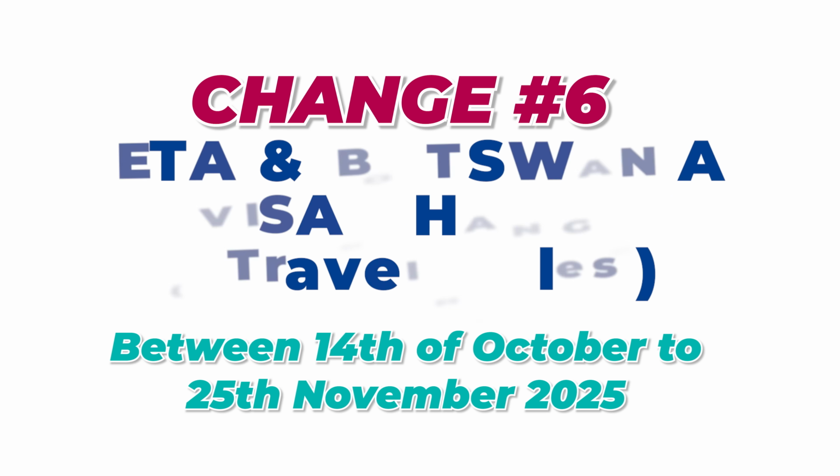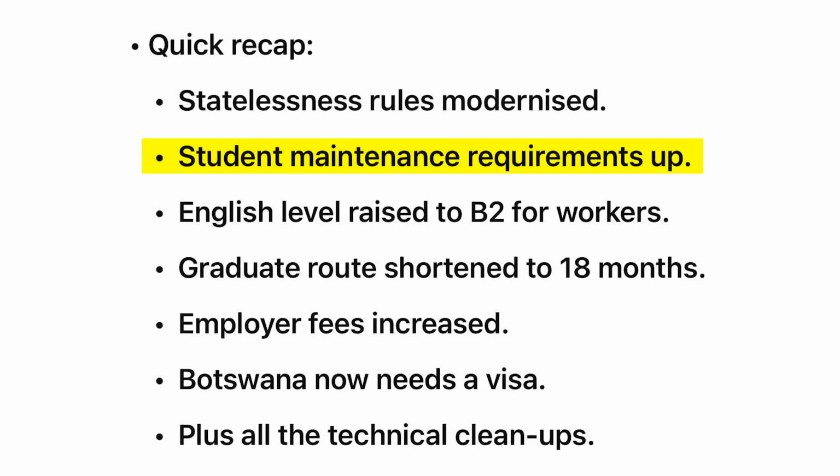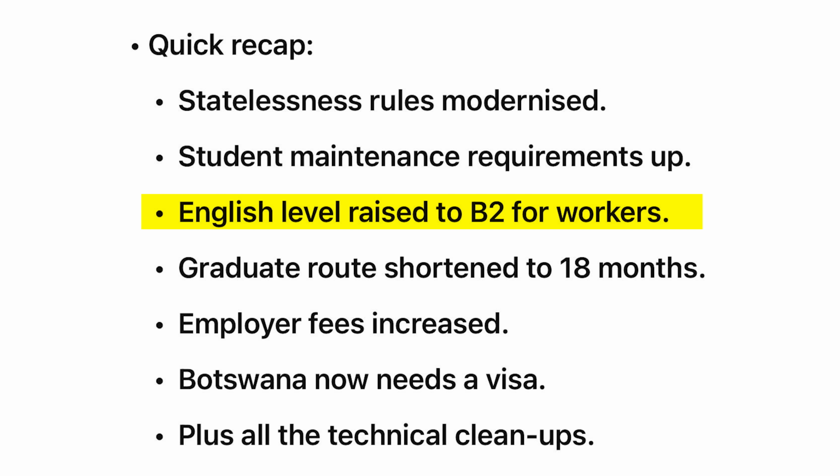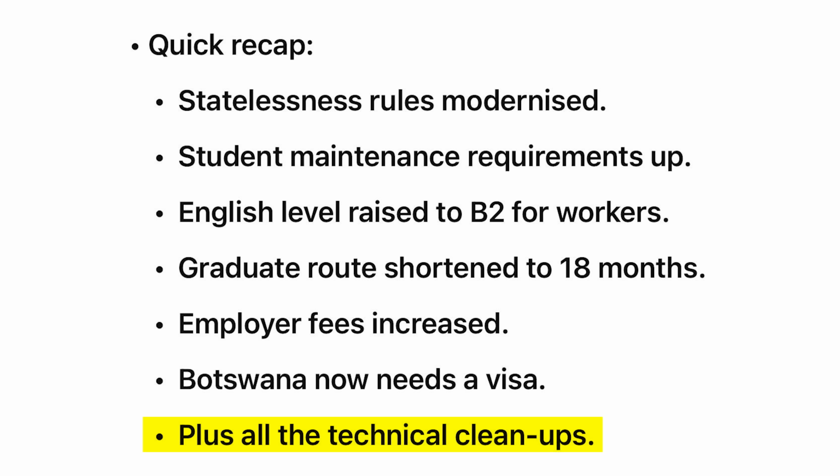Basically, a recap of all that we have mentioned: the statelessness rules have been modernized, student maintenance requirements are now up, English level has been raised to B2 for workers, graduate route is shortened to 18 months from 2027, employer fees increased, Botswana now needs a visa, plus all the technical cleanups and the typo errors corrected. Most new rules take effect between November 2025 and January 2026, and the graduate route is the one in 2027. So if you're applying soon, just check your application day, because the transitional rules could save you from the tougher requirements.